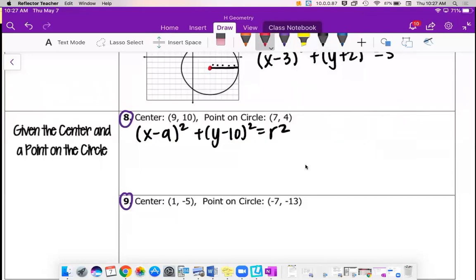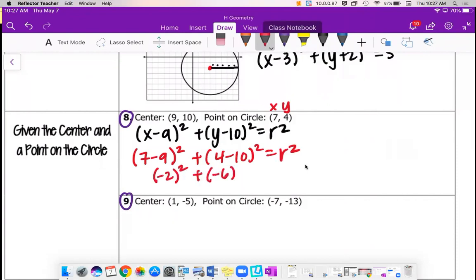So what we do first is I can see that this is x and this is y, and those are points that have to be true for this equation. So I'm going to take those and plug them in for x and y over here. So this becomes 7 minus 9 squared plus 4 minus 10 squared is going to equal my radius squared. Okay, so 7 minus 9, this becomes negative 2 squared. This becomes negative 6 squared. So negative 2 squared becomes 4. Negative 6 squared becomes 36. So this is 40. So we get 40 equals r squared. And that is the number that goes up here and finishes our equation.